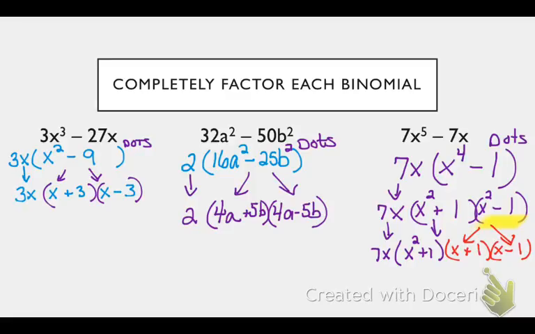So my final factored form, because I have no binomials that will factor further, would be 7x times the quantity of x squared plus 1 times the quantity of x plus 1 times the quantity of x minus 1. Isn't that an awesome problem?